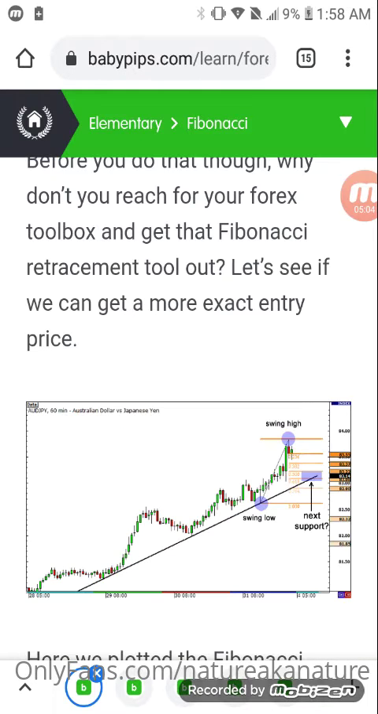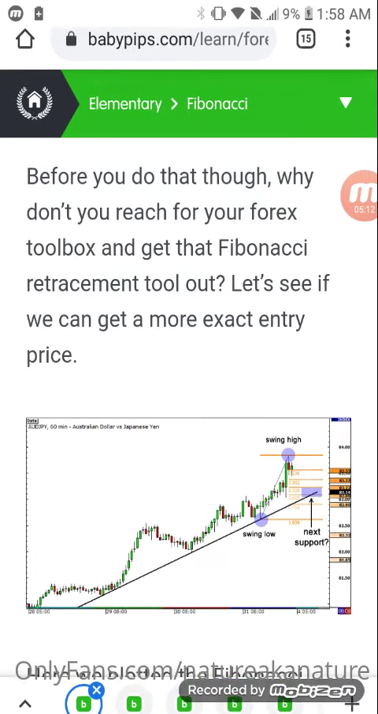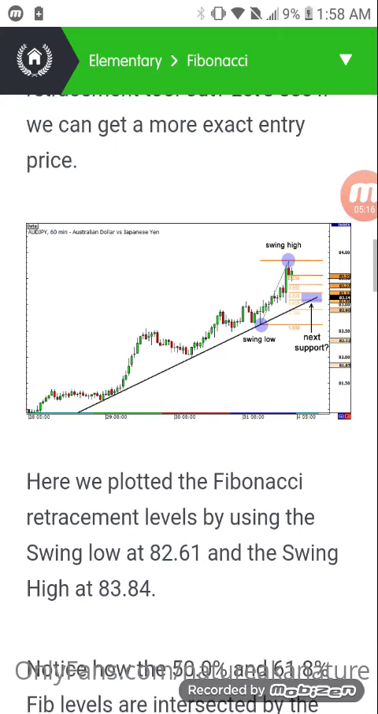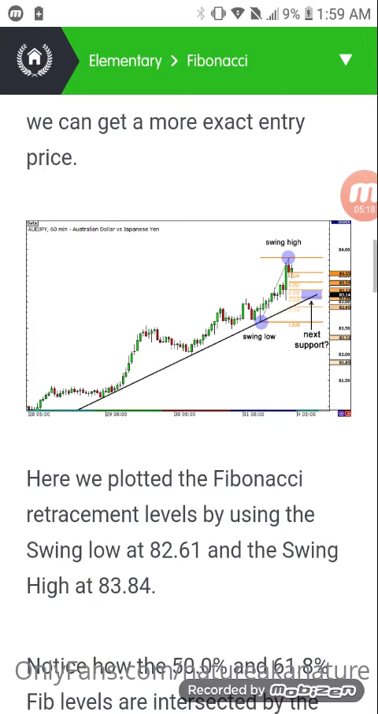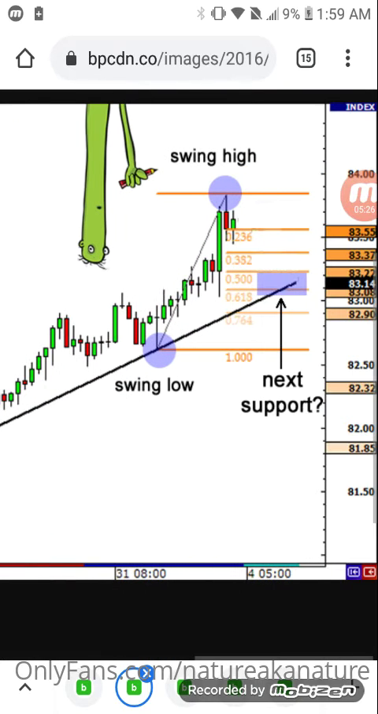So before you do though, why don't you reach out to your Forex toolbox and get a Fibonacci retracement tool out, and let's see if we can get a more exact entry price, okay? Here we plotted the Fibonacci retracement levels by using a swing low at 82.61 and the swing high was at 83.84.